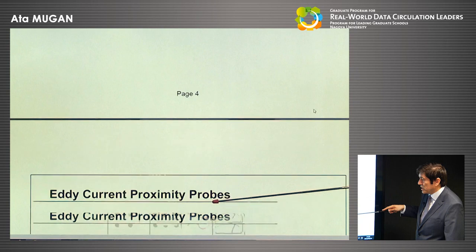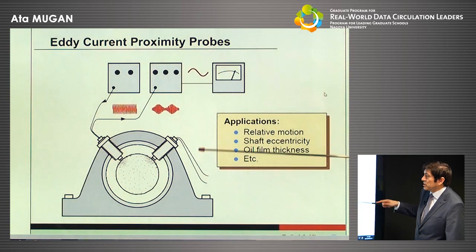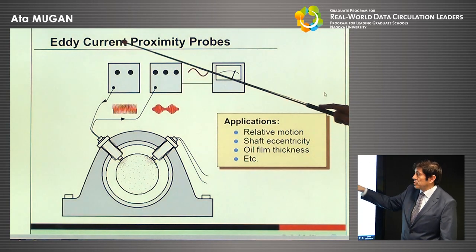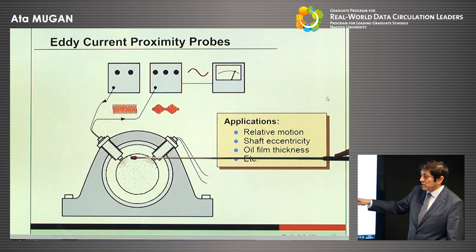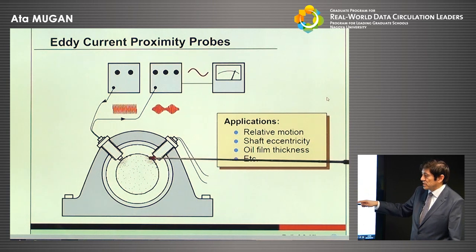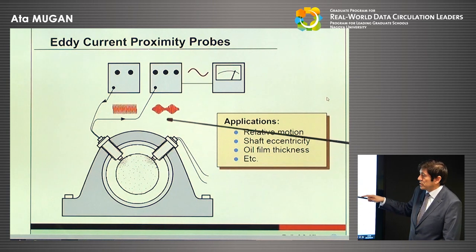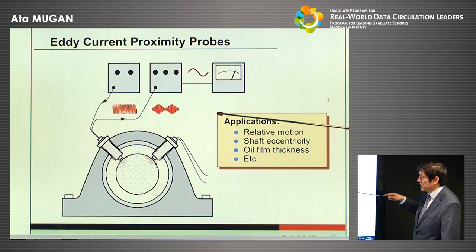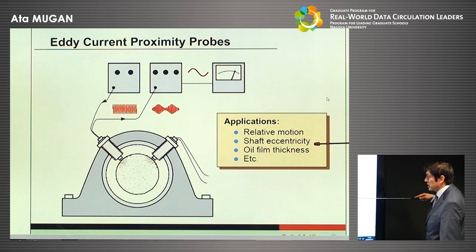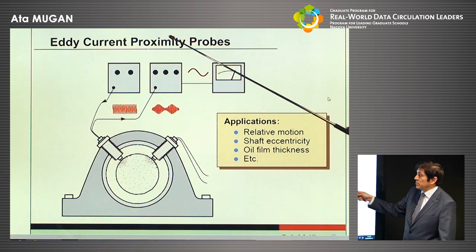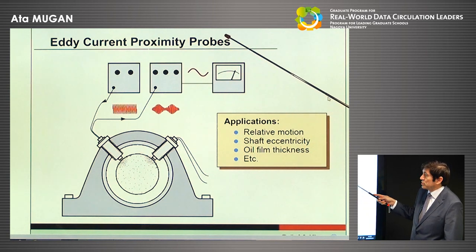Today we use sensors. One of the sensor types is eddy current proximity probes. It can measure the distance between two components without any contact. Relative motion, shaft eccentricity, oil film thickness, etc. can be measured by eddy current probes.